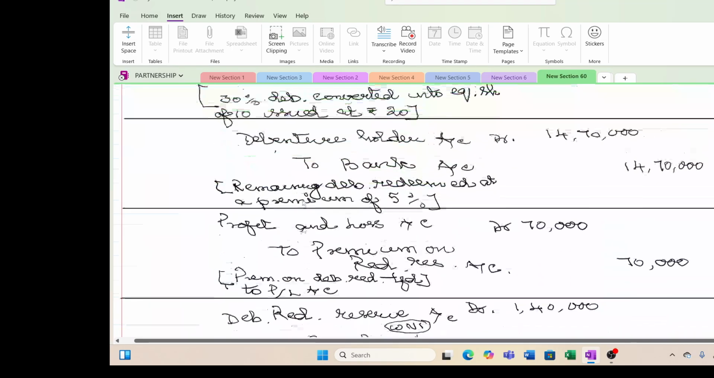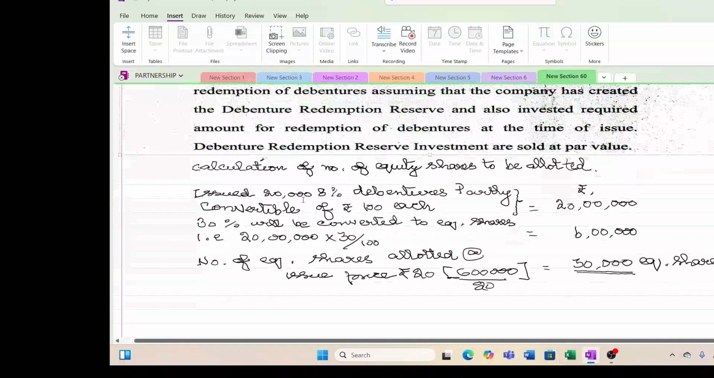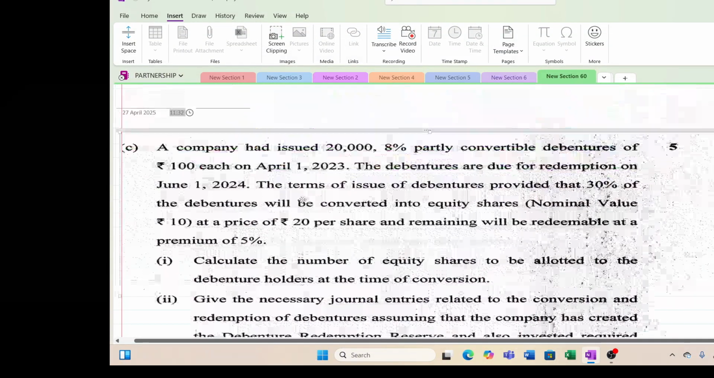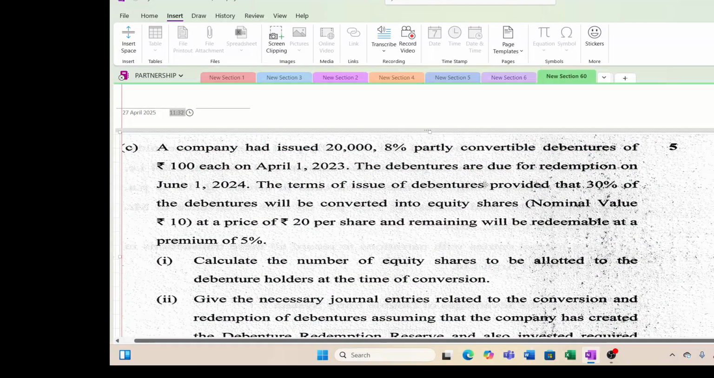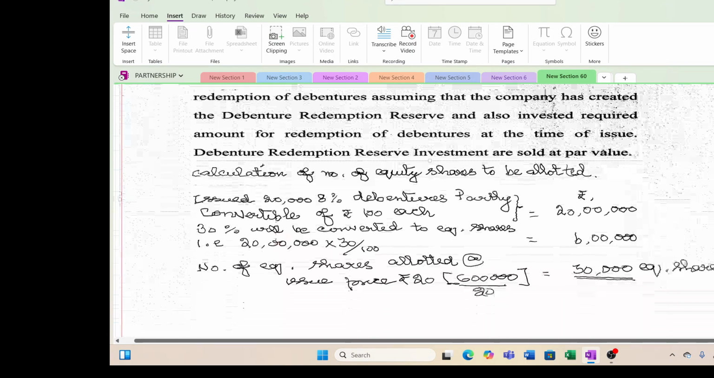But in this question, you have to keep it in mind, so you have to read it very, very carefully. The terms of issue of debenture is that 30% will be converted into equity shares. Only the remaining will be redeemable at a premium, not this portion. So you have to calculate it at the nominal value only. These 30% will be converted into equity shares. Hope it's clear for all of you.